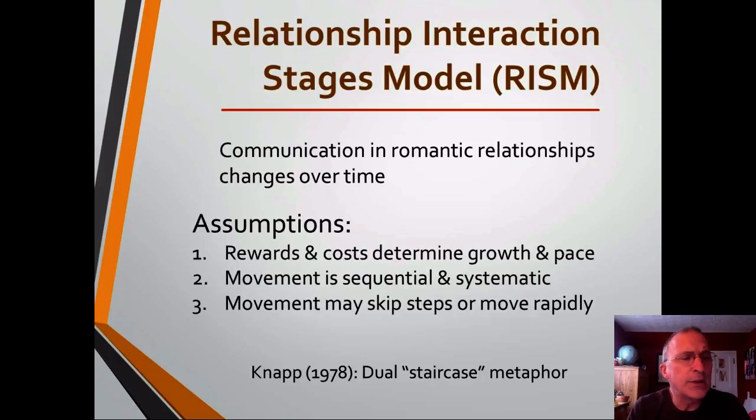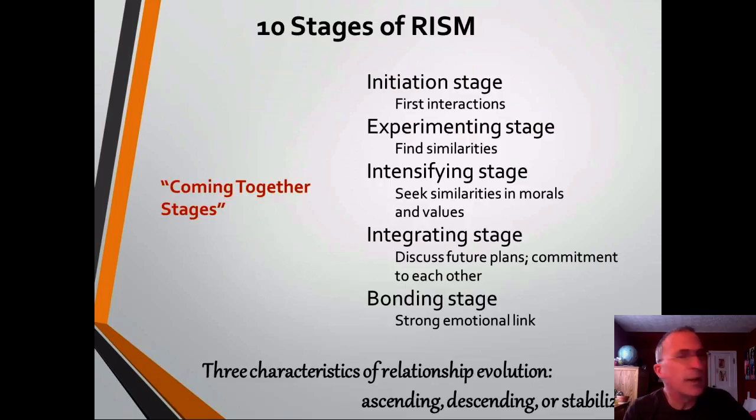And you can think of it as a staircase as we continue to build into a relationship or leave a relationship. So let's take the 10 stages. Let's look at the first part, the coming together stages. There are 5 coming together stages. First is initiation, when we start to meet somebody, our first interactions. And then we experiment, what they call the experimenting stage, where we try to find out similarities. That would be similar to the uncertainty reduction aspects of it. Intensifying stage means we try to see more and more similarities in morals and values.